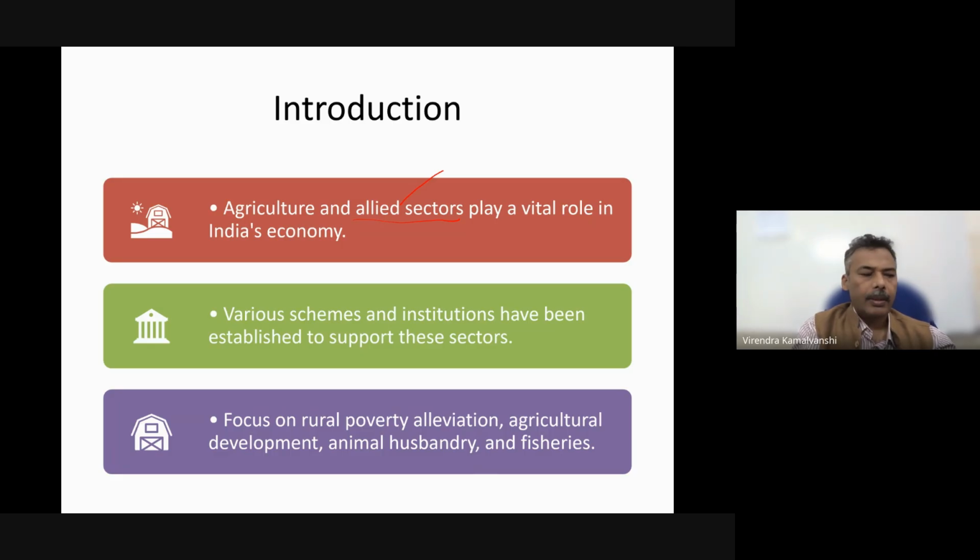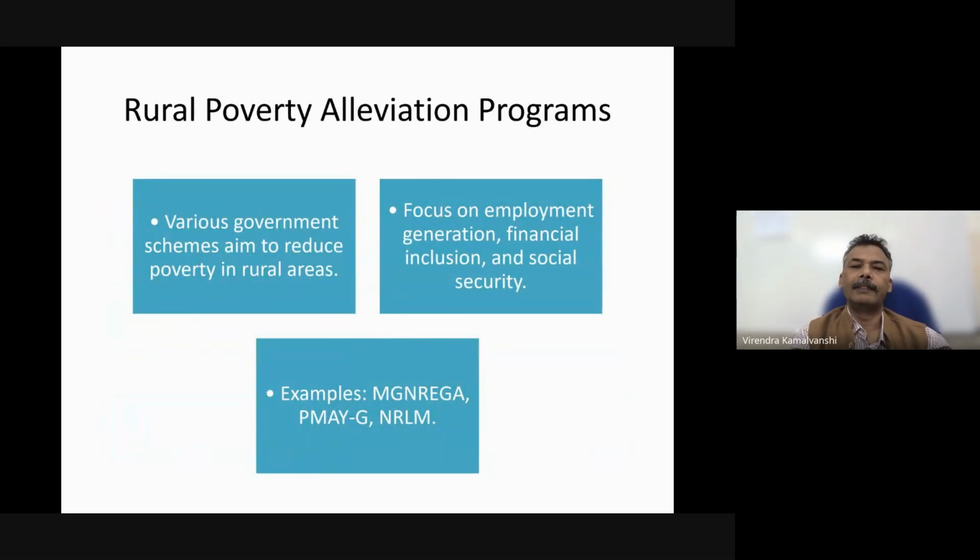Your agriculture activities will be more economically viable, and whatever activities or enterprises people take up in rural areas will get better support. There are many schemes related to poverty alleviation programs. Various government schemes aim to reduce poverty, like NREGA, MGNREGA, and Pradhan Mantri Kisan Samman. So somewhere they are targeting poverty.